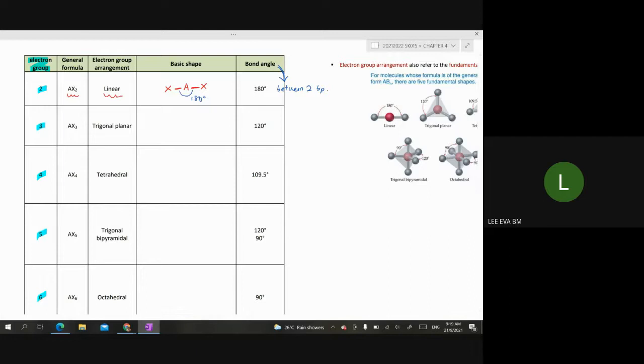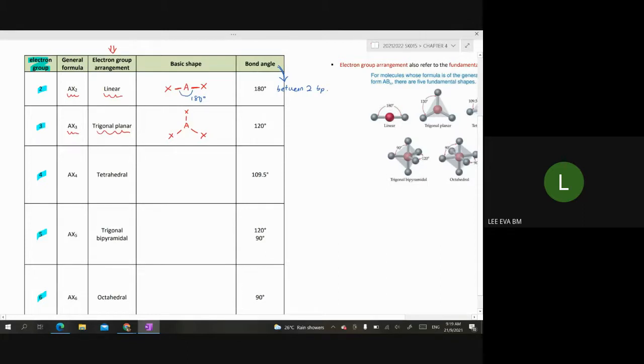Okay, and then when you have three electron groups, the general formula is AX3, and the electron group arrangement is Trigonal Planar. Semua ini nama dia adalah fix. Nama dekat kolom ini adalah fix. Sebenarnya semua fix lah, tapi awak kena faham, kena tahu nama dia. Trigonal Planar. So kita susun A, X yang pertama, X yang kedua, X yang ketiga.